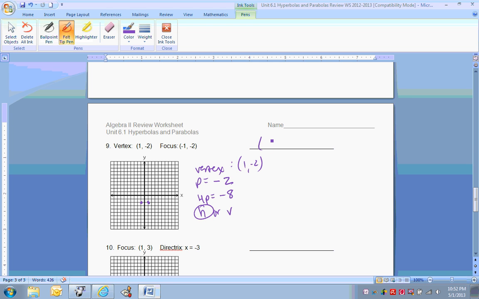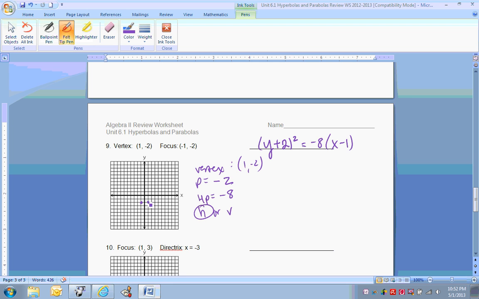So my equation can already be written just given that information. Since it's horizontal, the y term comes first. So the y term is squared, equals 4p, which is negative 8, times x minus 1.